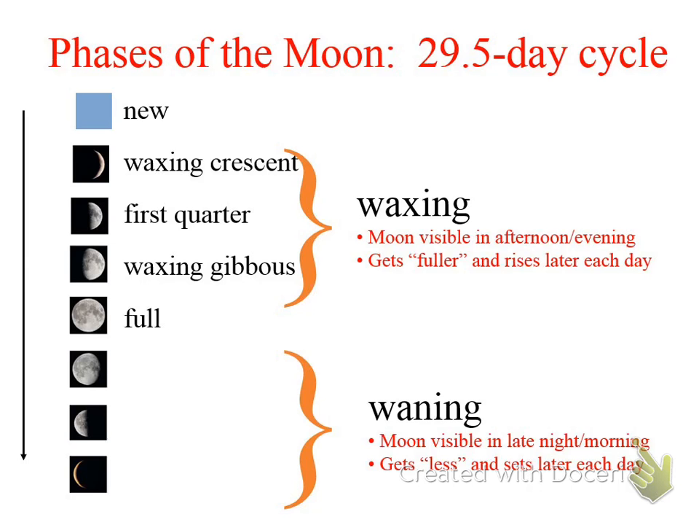Not only that, waning, but you're going to go from a full moon to a waning gibbous because it's somewhere between a full circle and a half circle. We call it gibbous. So that's a waning gibbous. Then, of course, this is third quarter or last quarter.